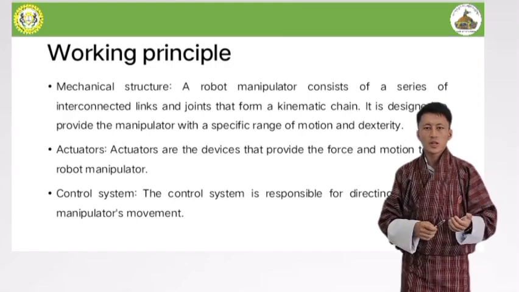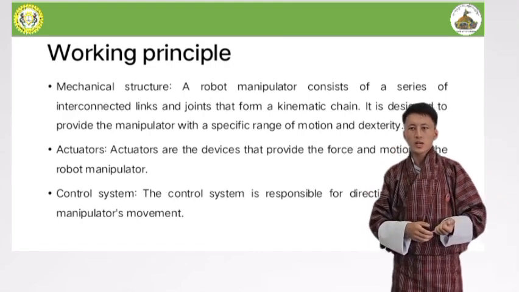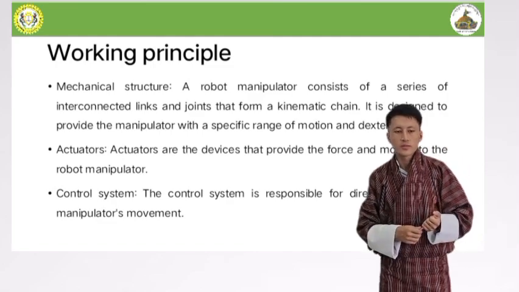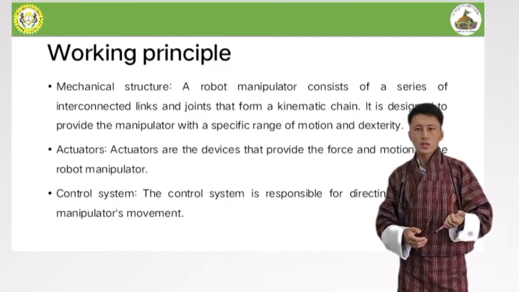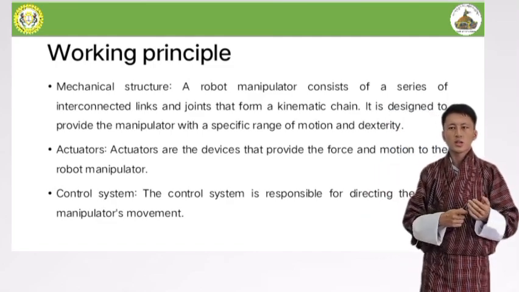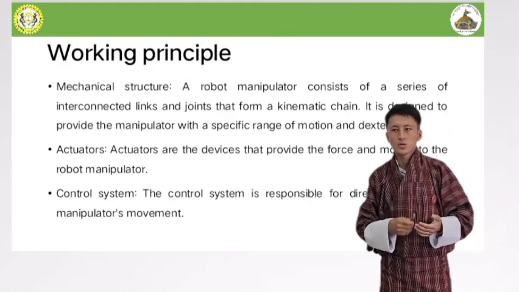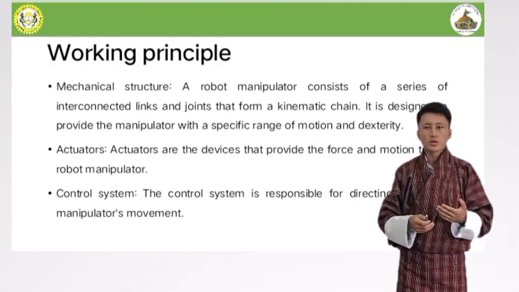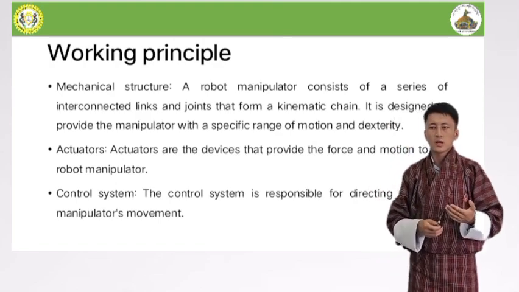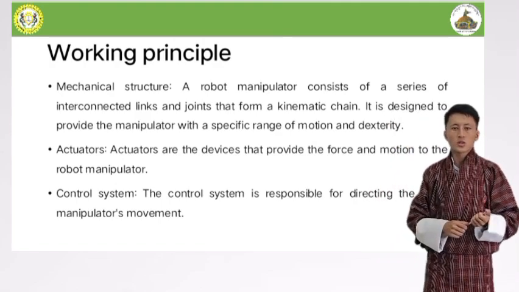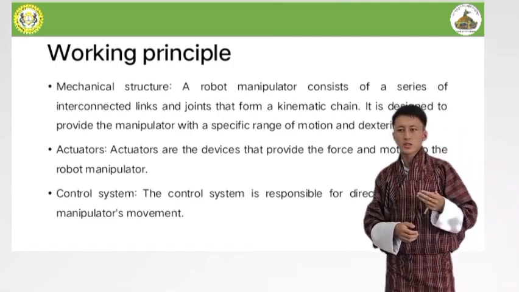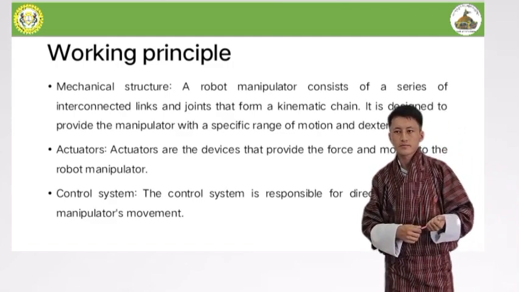Second one, we have the actuators. Actuators are the devices that provide the force and motion to the robot manipulator. They convert energy, usually electrical or hydraulic, into mechanical motion. Common types of actuators include electric motors, pneumatic cylinders, and hydraulic cylinders. The choice of actuator depends on factors such as power requirement, speed, and accuracy.